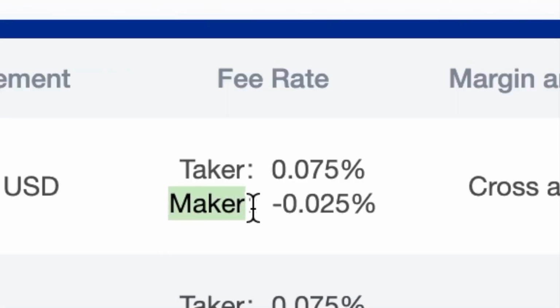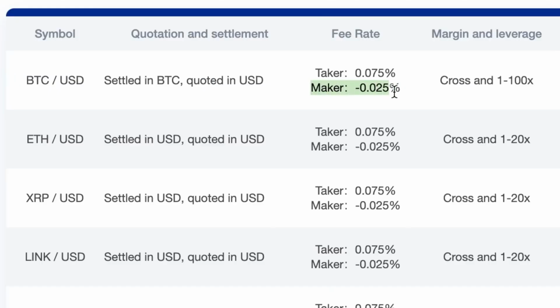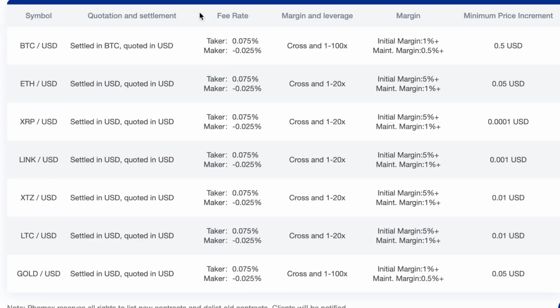So what does it mean that it's a negative maker fee? This means that you get paid actually to put in a maker order or a limit order. Taker is the market order, and you have to pay a fee to take liquidity from the order book. But basically this maker rebate is Phemex paying you to put these orders. That's why you should always try to make limit orders and not market orders. You can see that the fee structure is the same for all of these different derivatives pairs.